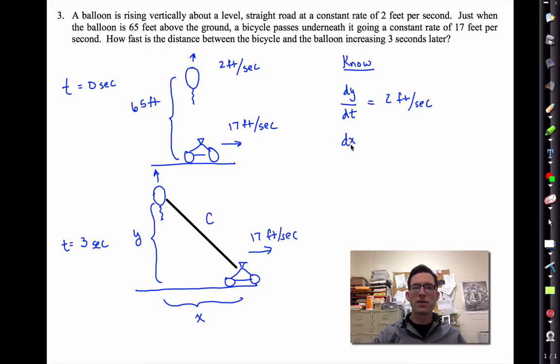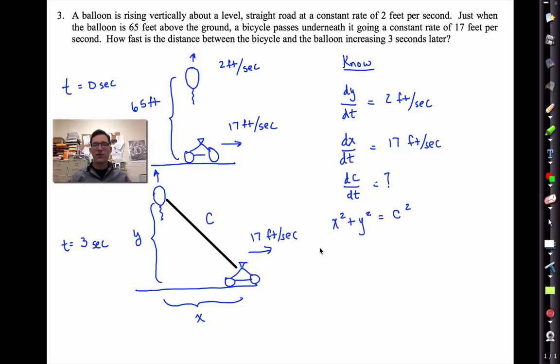We know that the bicycle is moving at a rate of 17 feet per second. We know what we're looking for: that's dc dt. We even probably know the equation that relates them: x squared plus y squared equals c squared. Finding its derivative is pretty easy: 2x dx dt plus 2y times dy dt equals 2c times dc dt.